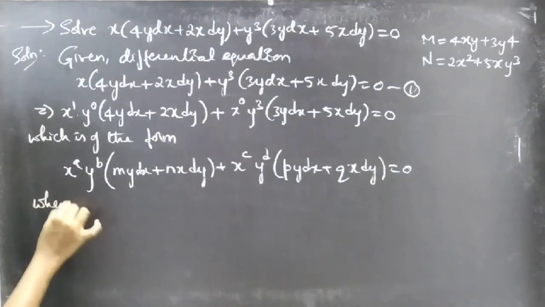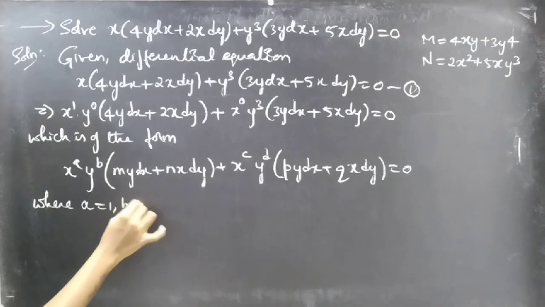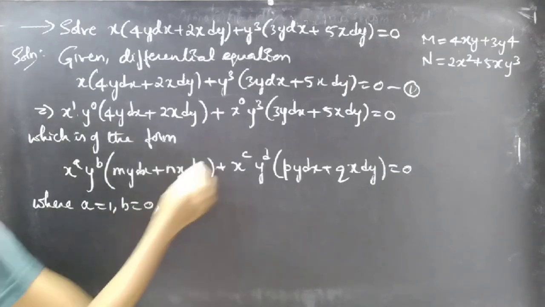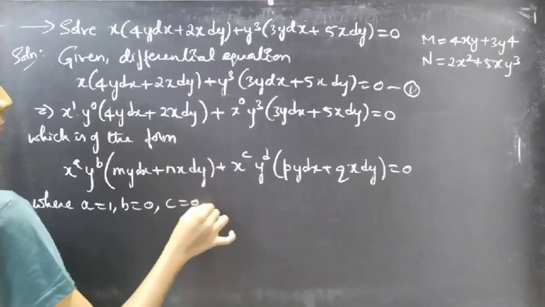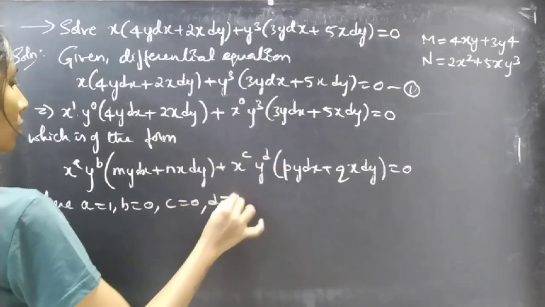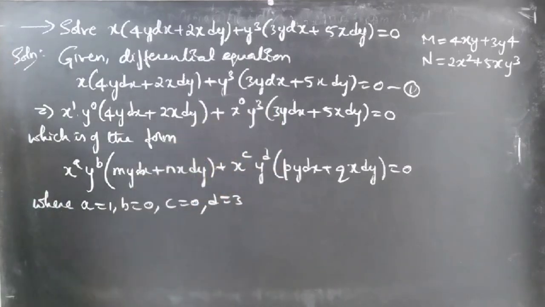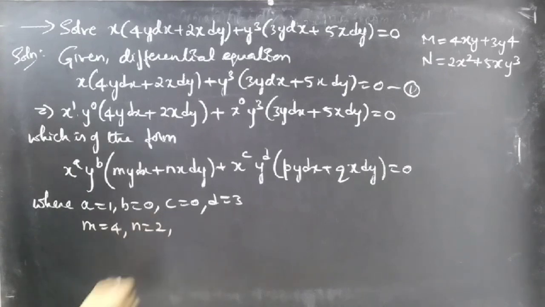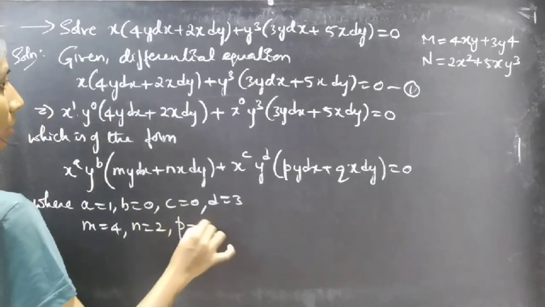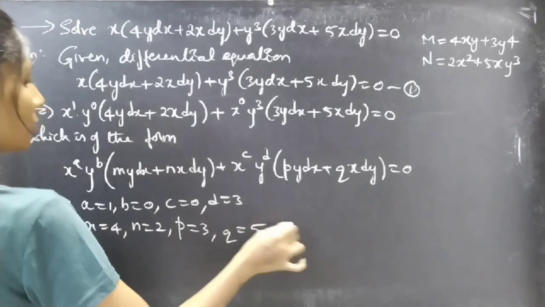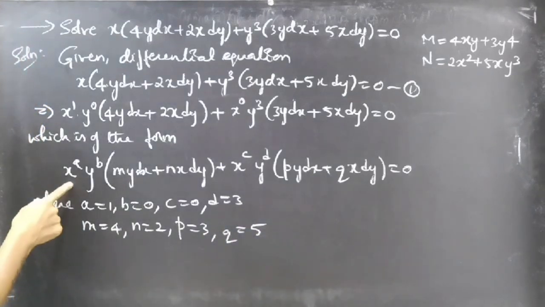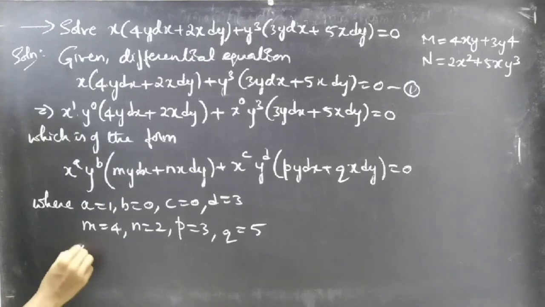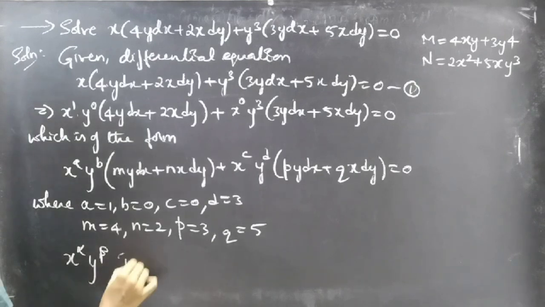Where a equal to 1, b equal to 0, c equal to 0, d equal to 3. Just by comparing these two equations, we'll get the values of constants: m equal to 4, n equal to 2, p equal to 3, and q equal to 5. Since the given differential equation is of this form, so here x power alpha and y power beta will be the integrating factor.